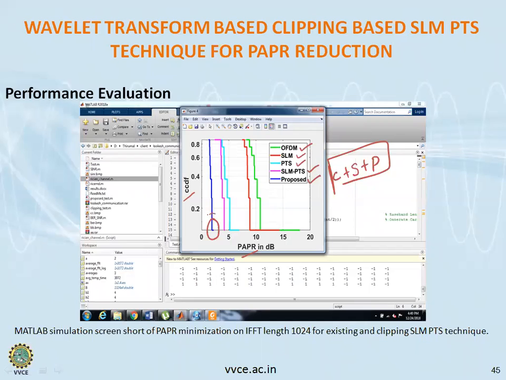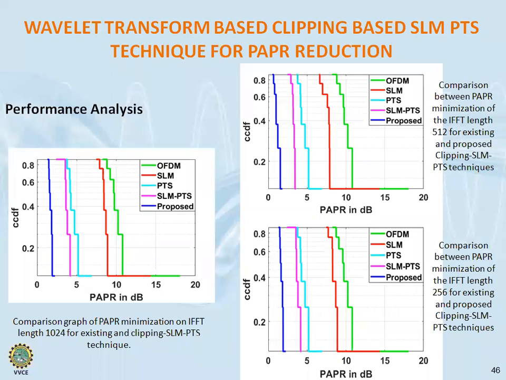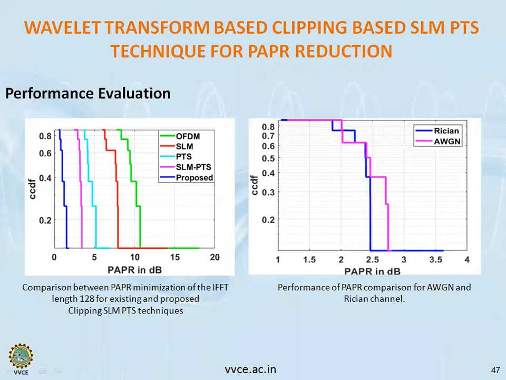This is for 1024 constellations, and next we have 512 constellations and 256 constellations. In all the cases, we get a reduction in the PAPR. This is again for 128 constellations, and here we can see the comparison between the Rayleigh channel and additive white Gaussian noise. Rayleigh noise is highly sensitive, and in that type of channel also we are able to get the reduction in the PAPR.